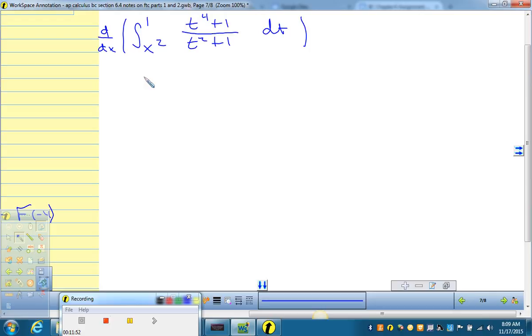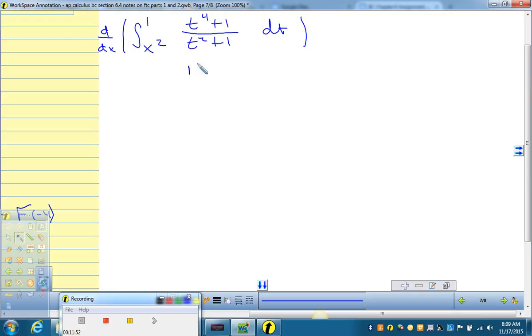One of the special types of rules. Instead of taking the derivative of sine of x, I'm taking the derivative of sine of x squared. What do I need to remember? Chain rule. I need to remember chain rule. So chain rule is going to come into play. I'm going to do it the long way so we see how it comes into play.